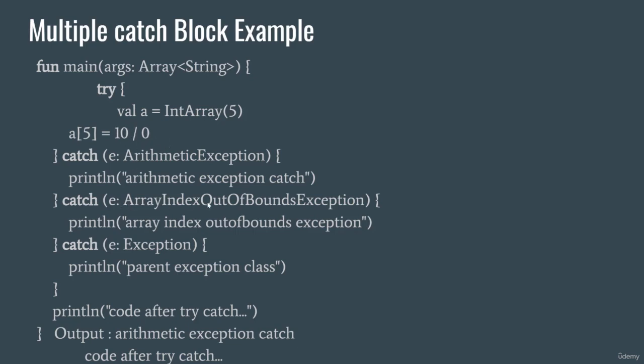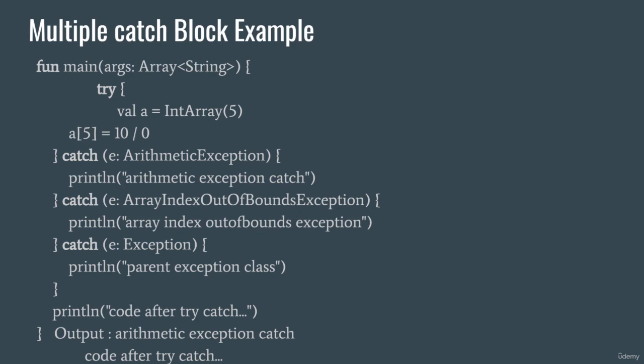Then we have an array index out of bounds exception, which will be run because of this a accessing index 5. And then we have a generic exception, which is the parent exception class. So it's just the name exception. So you can see in catch, we always have this e colon and then the name of the exception that we want to use. And by the way, you can get information about the error, or pretty much a lot of information, when you just print the stack trace of e.